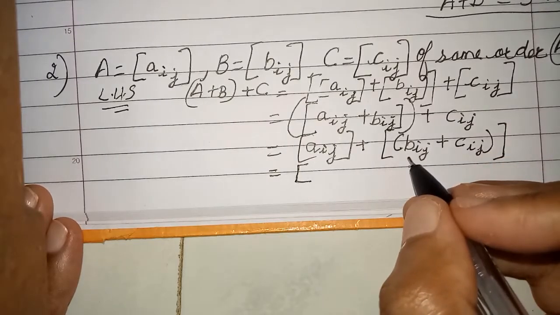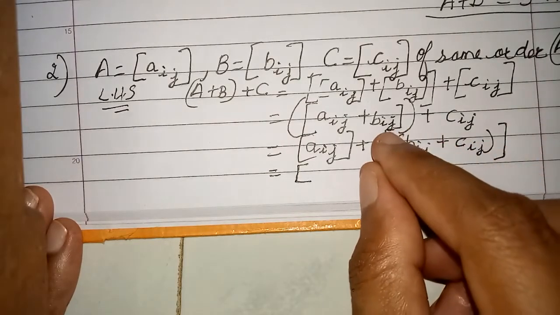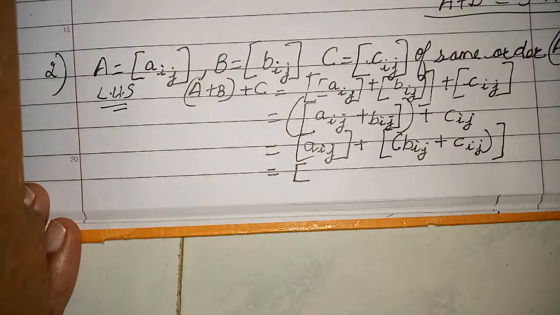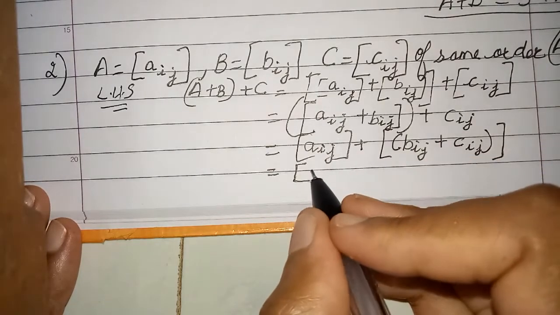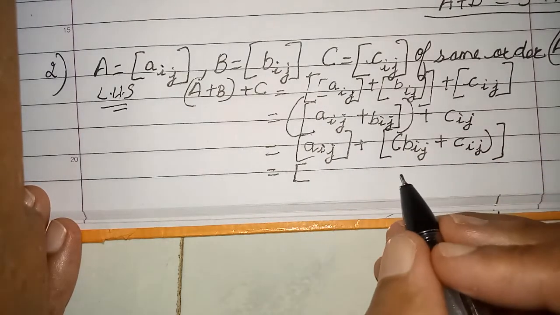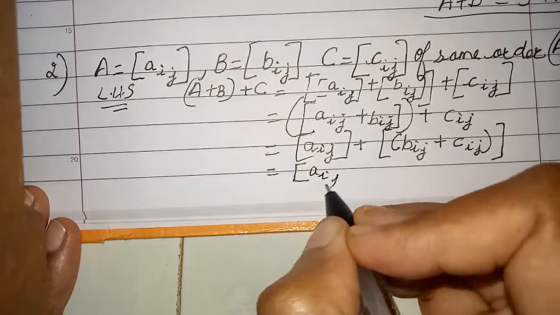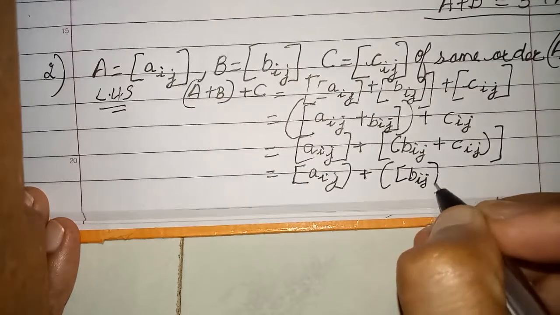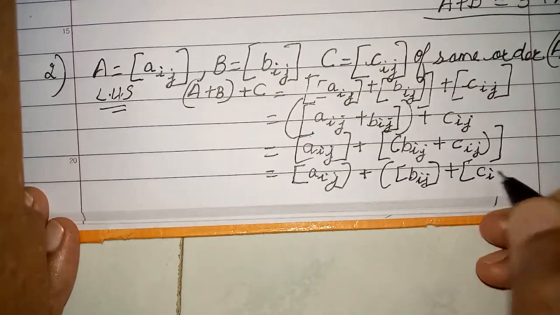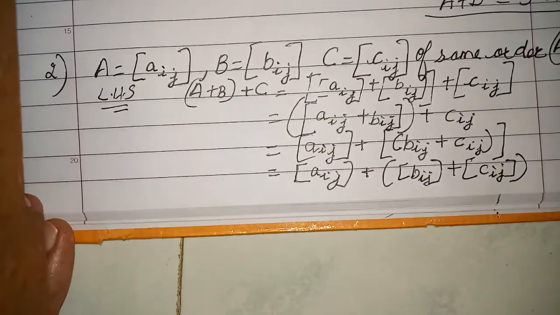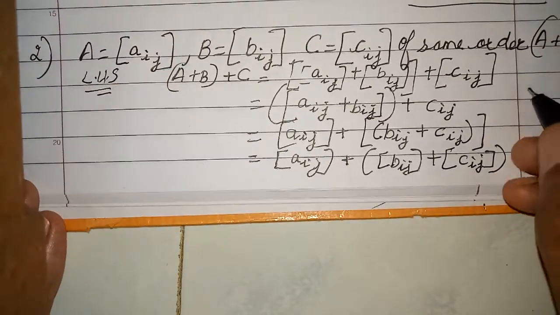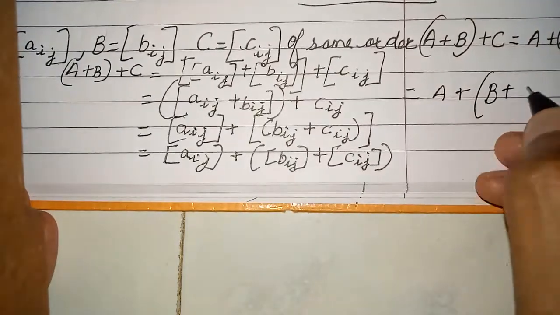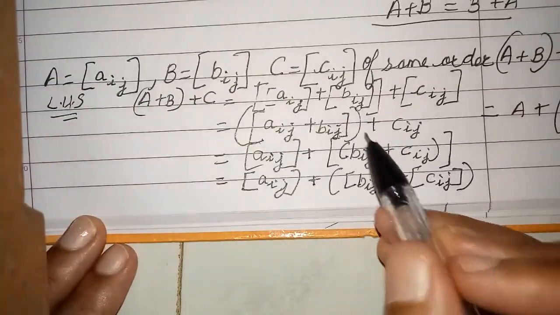Okay. So in the next step, children, Bij and Cij I have separated out, because addition of numbers is associative. So now what will I get? I will get Aij plus, separate it out, again they are numbers, commutative or simple definition of numbers. So now this will turn out as A plus (B plus C). Is that clear?